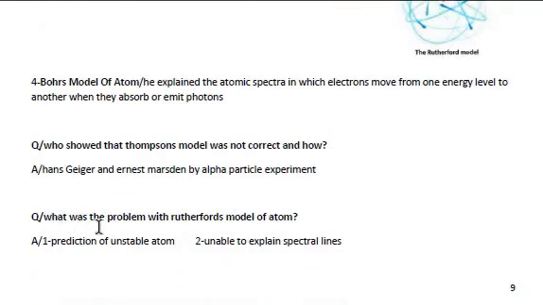Another question says, what was the problem with Rutherford's model of atom? First, prediction of unstable atom. Second, unable to explain spectral lines. So those were the two problems with Rutherford. According to Rutherford, atoms are unstable.